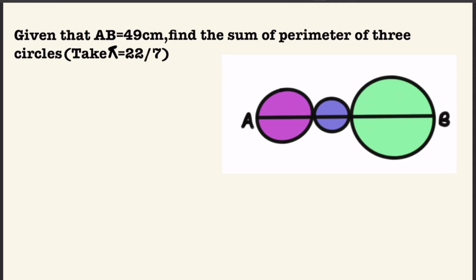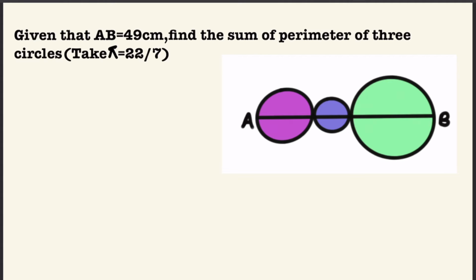We have to calculate the sum of perimeters of these three circles. Now before solving this question, let us understand what is perimeter. The perimeter of the circle or the length of the boundary is given by 2 pi r. This is called the perimeter of the circle.